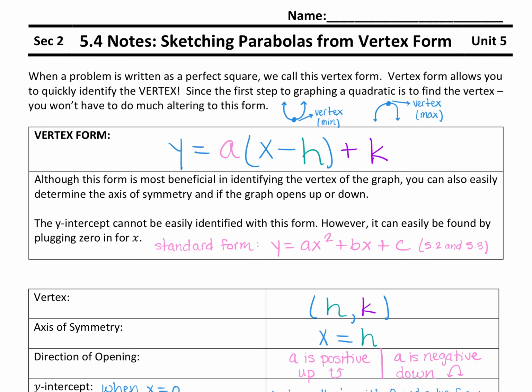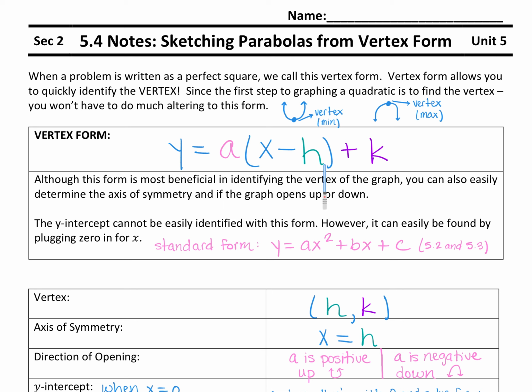Today we are going to talk about sketching parabolas from vertex form. This is vertex form. Go ahead and take a minute to write that down. This is different than what we've done previously in 5.2 and 5.3. We were working with standard form, which looked like this. So vertex form, notice, has parentheses.